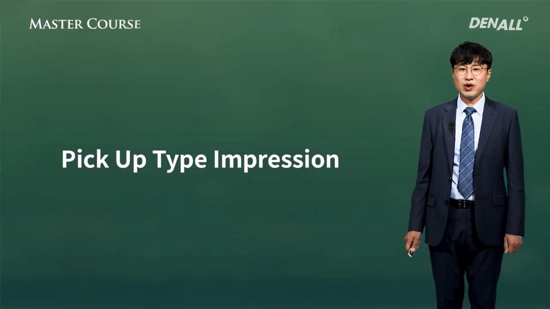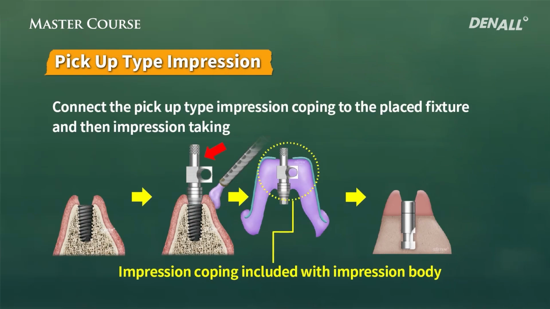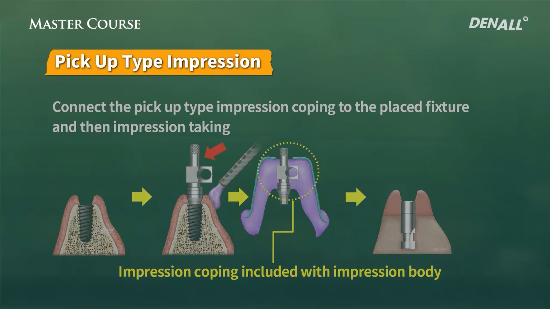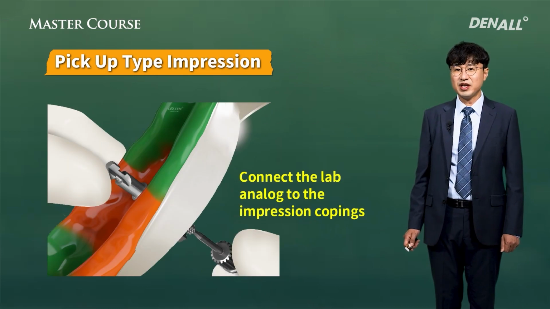Of the fixture level impression, pickup type impression is the one that is most commonly used. The red arrow indicates pickup impression coping. You might not know much if you see it for the first time, but if you use it many times in your clinic, you would be familiar with it. Here you have to use open tray. Link the pickup impression coping and then take the impression, unscrew it and take the impression out. Then pickup impression coping will come with the impression, and you have this one, lab analog, that copies the form of the fixture.